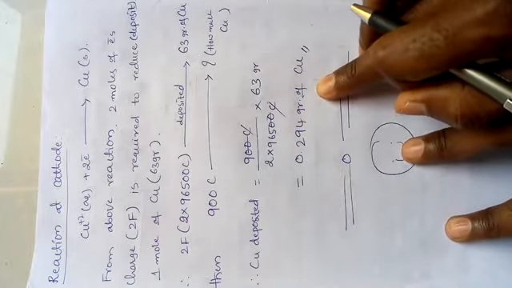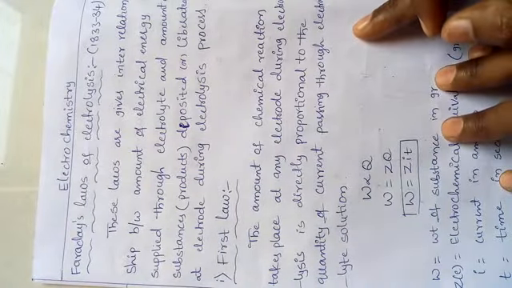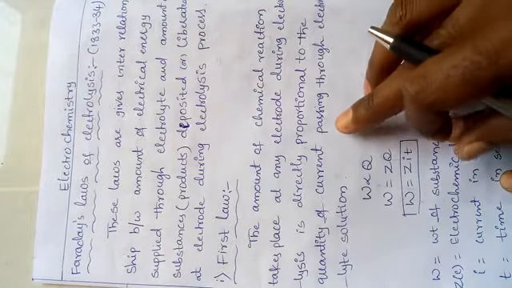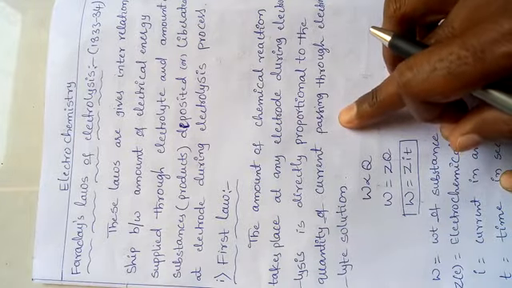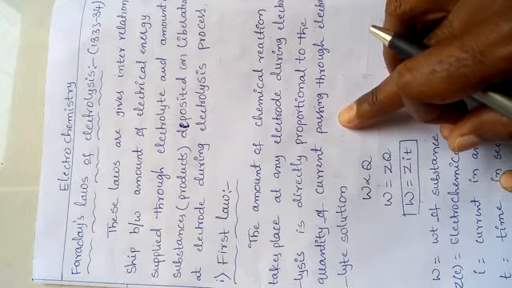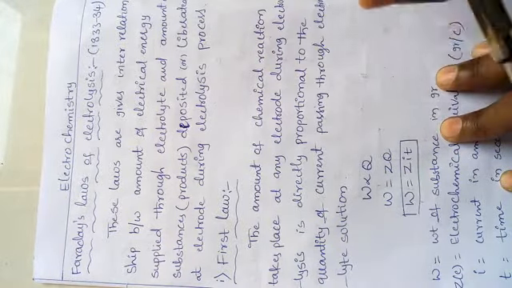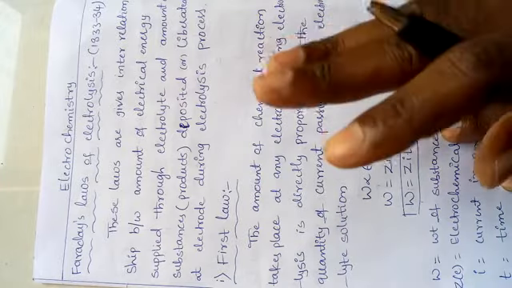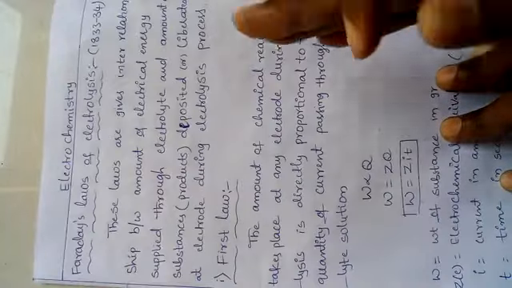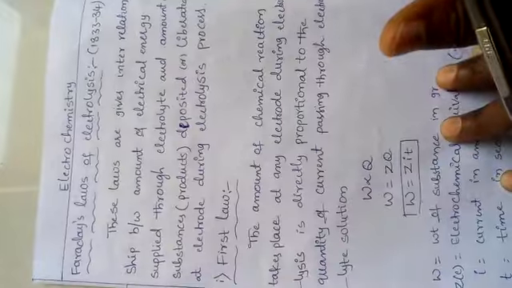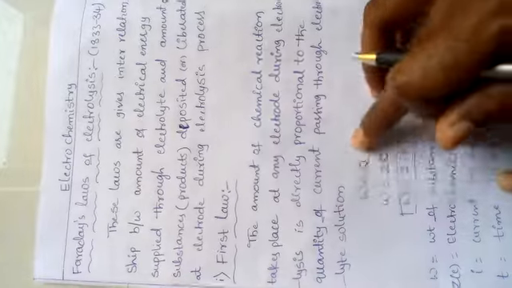This is about Faraday's laws. Once again, I will discuss them. What is the statement of Faraday's first law? The amount of chemical reaction or substance liberated at the electrodes is directly proportional to the current passing through the electrolyte solution. Simply remember that if current is more, product is more; if current is less, product is less. This is the simple mathematical equation.